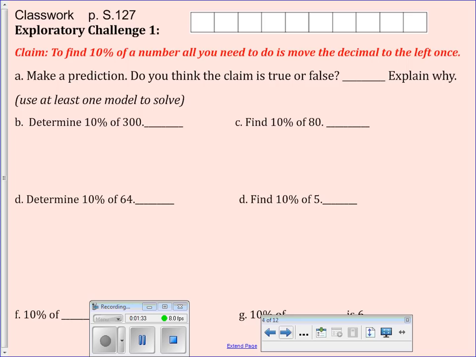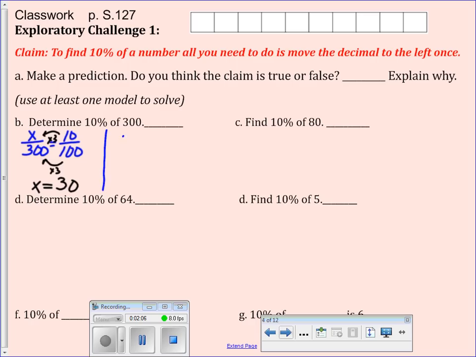So let's find 10% of 300. So of 300 means 300 is my whole. 10% out of 100. Well, 10 out of 100 is 10%. So what is x? If I do times 3, times 3, x equals 30.